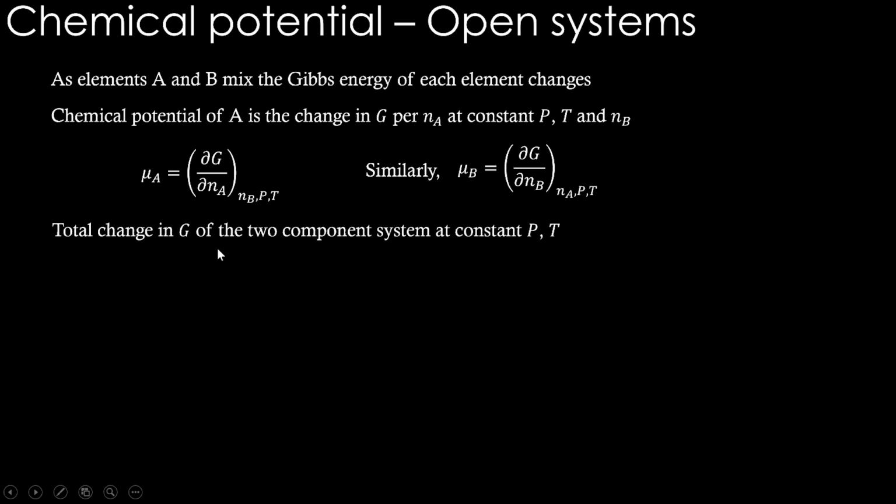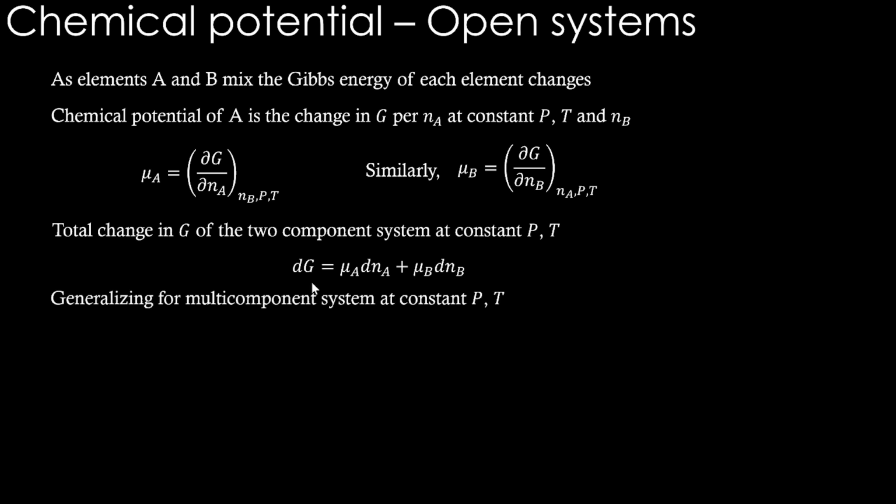Total change in Gibbs energy of the two component system at constant pressure and temperature is nothing but this. Gibbs energy change is chemical potential of A multiplied by the change in number of moles of A. If this is the change per mole of A, then the actual change in the number of moles of A will be multiplied with that. Similarly for B we do that and sum both, and we get the Gibbs energy change for the entire system. Now generalizing this for a multi-component system, we can write with this subscript notation: summation over i of mu i dNi, for any number of elements.